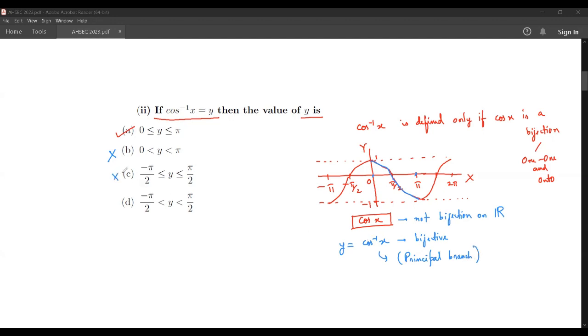And this option C is wrong. Why? Because in this particular region, your cos x is not a bijection. If you take minus pi to pi by 2, cos x will not be 1-1. That means it will not be a bijection, so the inverse will not be defined. Similarly, option D is also wrong. So the correct option must be option A.